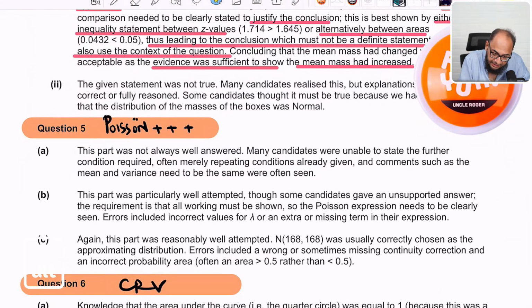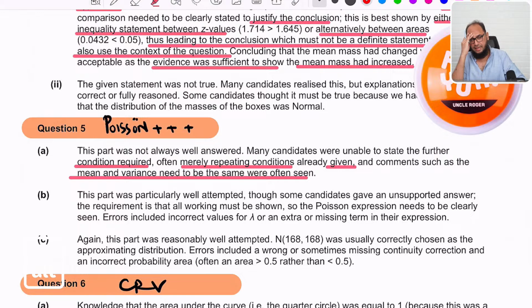Question 5, that is this thing. The part was not always well answered. Many candidates were unable to state the further condition required. Why? I think they were unable to figure out that the average rate was being asked, often merely repeating conditions already given. And comments such as the mean and variance need to be the same were often seen. The condition is different. Once it is a Poisson distribution, then mean and variance definitely will be equal, but that's not a condition. The conditions are singly, randomly, independently, at an average constant rate.